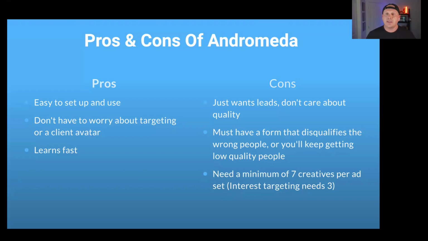Again, that's more advanced. It involves using APIs, Zapier, stuff like that. But that's the one time you can make Andromeda work pretty well, if you're actually qualifying people and then manually sending the information back to Meta. Again, cons: the leads suck. You have to build out that form. You have to set up things like the API and Zapier to only send the good information back. And again, you need a minimum of 7 images running at one time instead of the normal 3 with a lookalike audience or interest-based targeting.